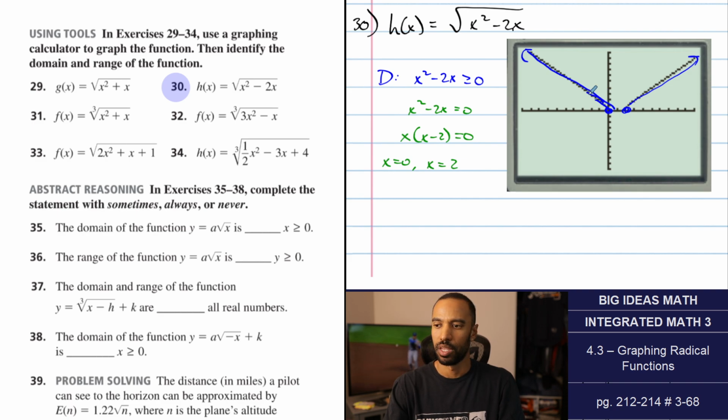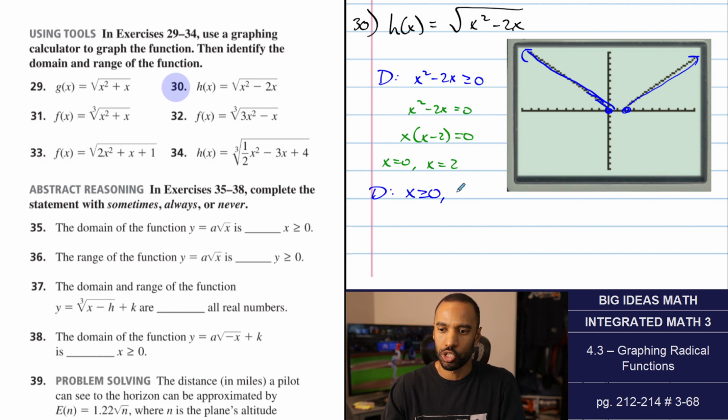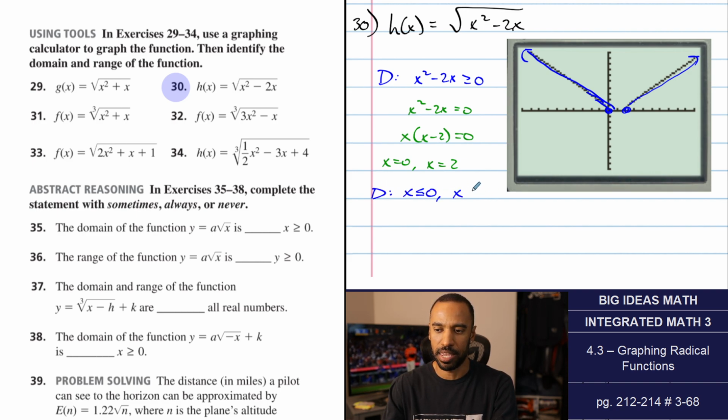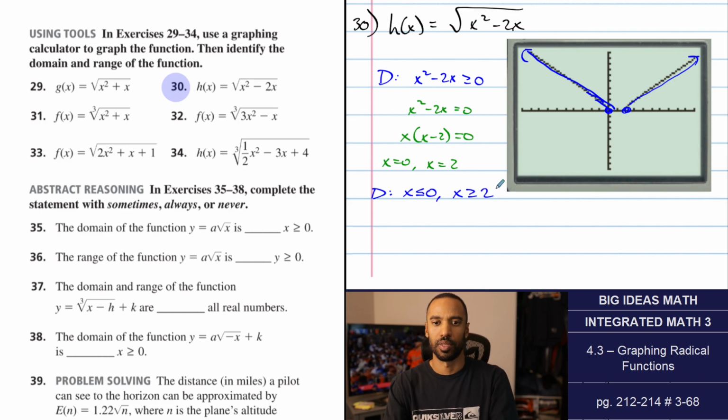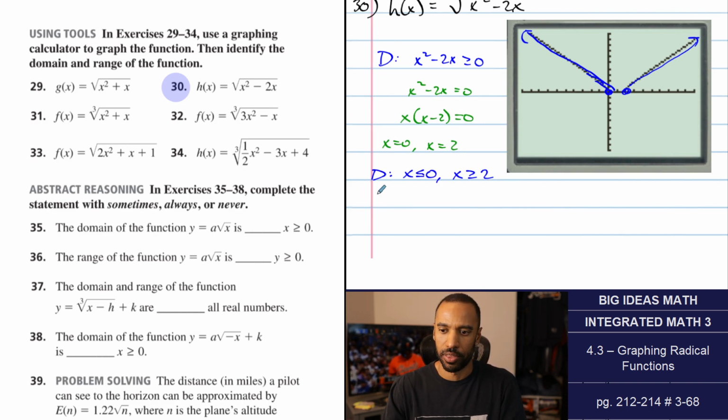No change on there. Now, as far as your actual domain goes, x can be less than or equal to 0, and x can be greater than or equal to 2. The range is y is greater than or equal to 0.